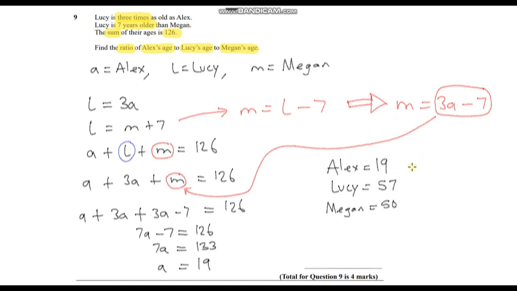Not important though. So let's just double check. Do these add up to 126? That's 107, 127 minus 1, 126. Yes, 126. So these are the correct ages. Now we just need to write our answer. So find the ratio of Alex's age to Lucy's age to Megan's age. So it is in this order here. So our ratio is 19 to 57 to 50. And we cannot simplify this. So this is our final answer.